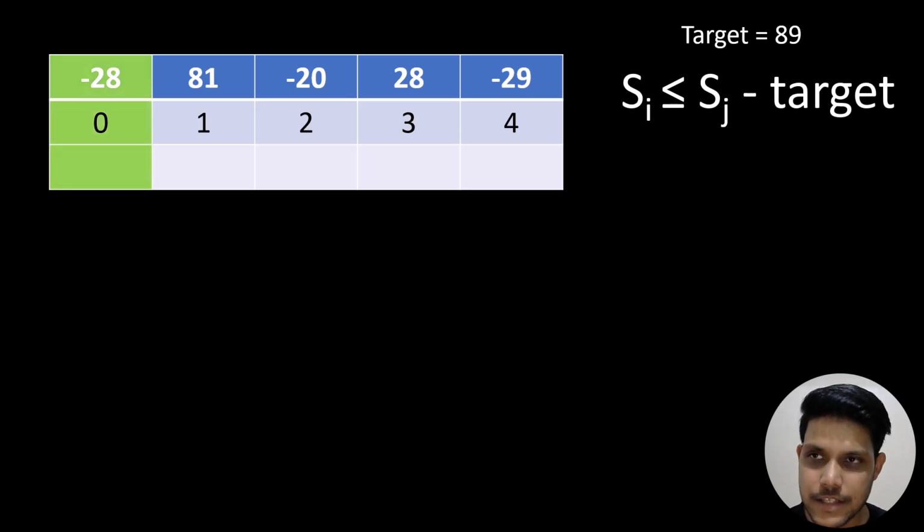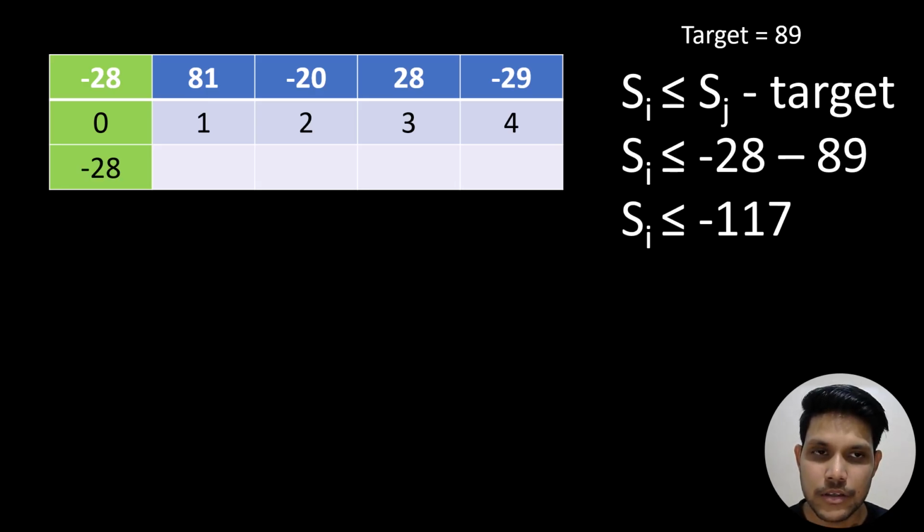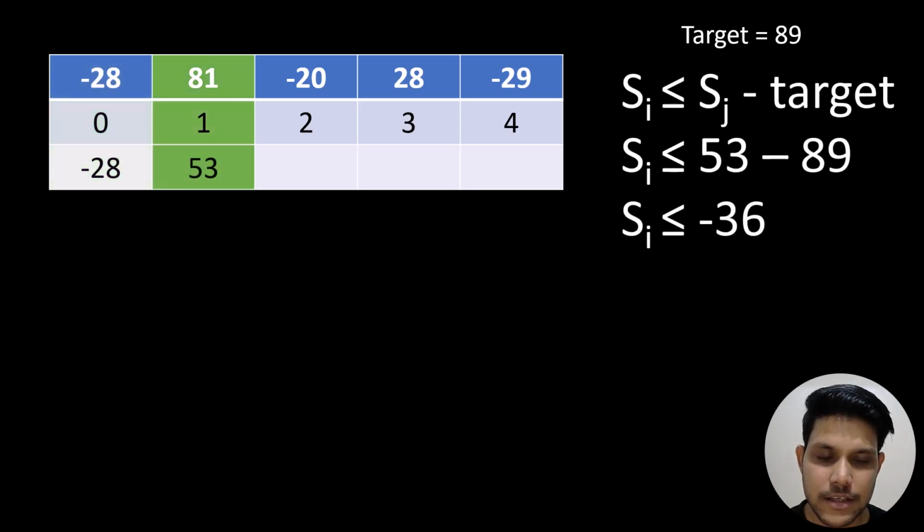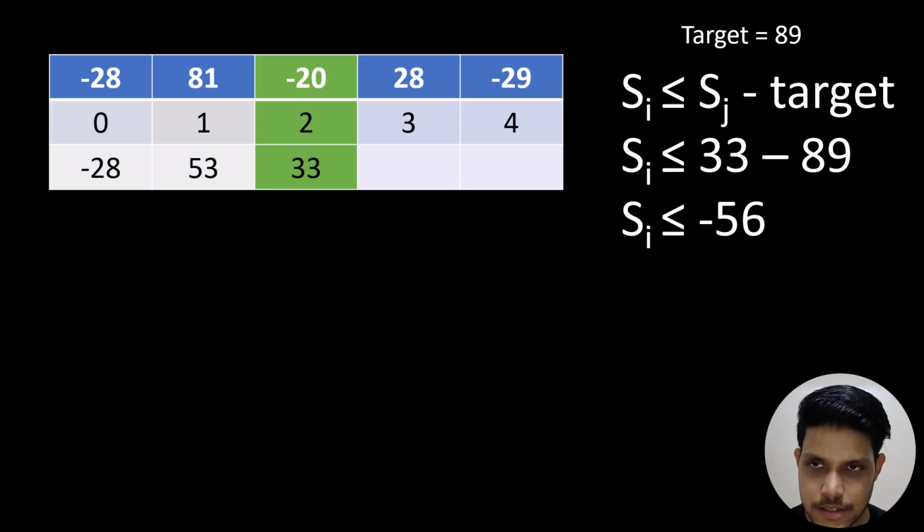So when we are at index 0, we do not have any sum with us. We write down if the sum of I is less than or equal to minus 28 minus 89, which is less than or equal to minus 117. There is no index before 0. We move ahead to the second index. The sum at index 1 is 53. We put that into the equation. We need to find an index I where the sum is less than or equal to minus 36. We do not find it. We move ahead. Then we put the values for index 2. We need to find index I less than or equal to minus 56. We do not find it.